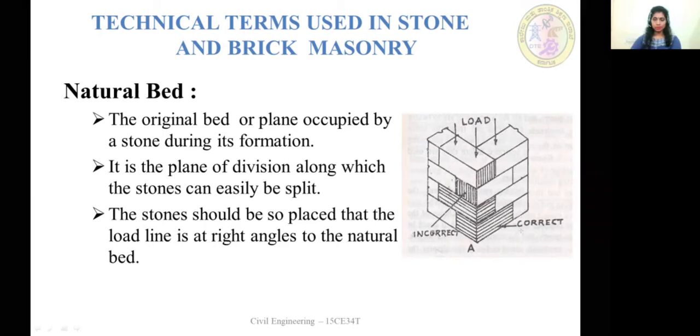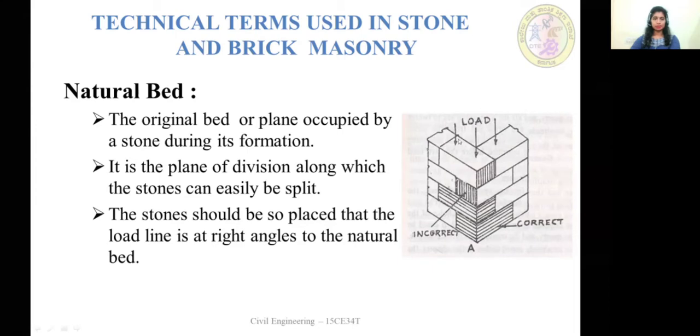In this picture, you're observing how stones are laid. The stone should always be placed so that the load line is at right angles to the natural bed. Here you can see this is the facing of the stone and this is the load line. It should always be at right angles to the natural bed. Next term is bed. The natural bottom surface of the stone or brick is known as bed.